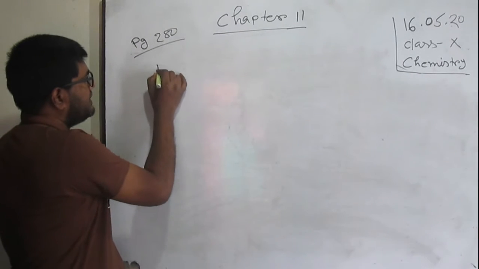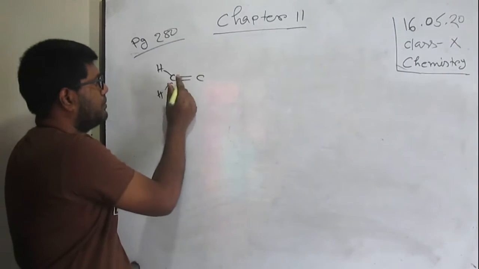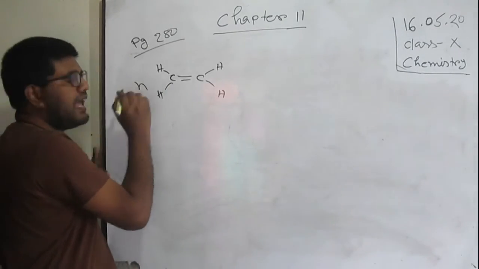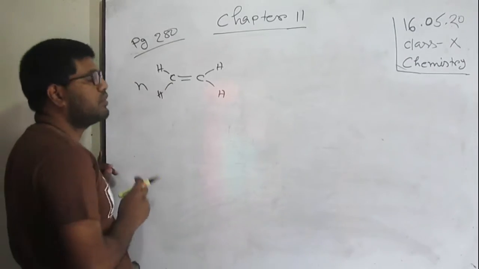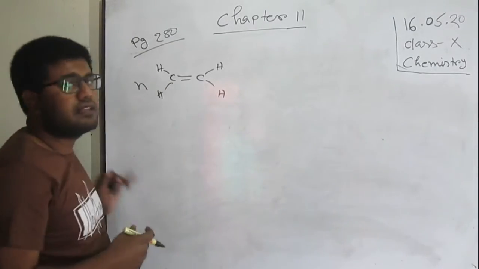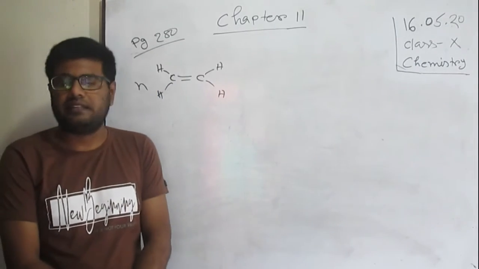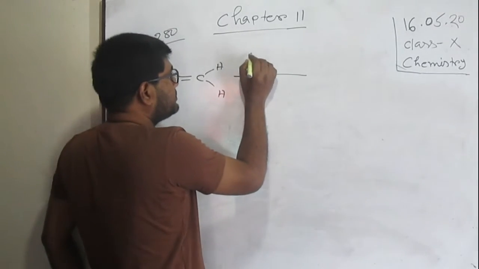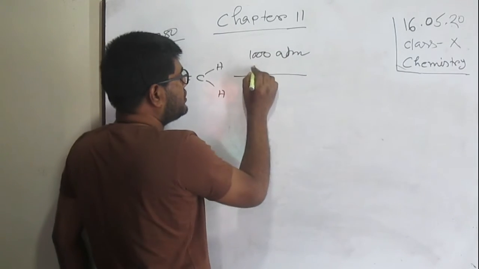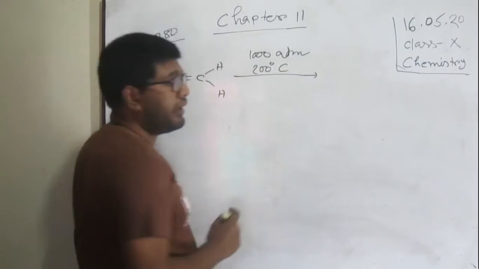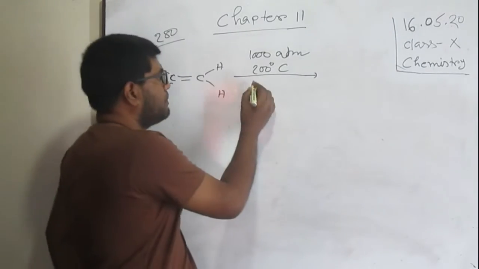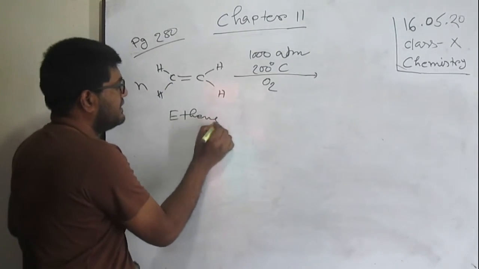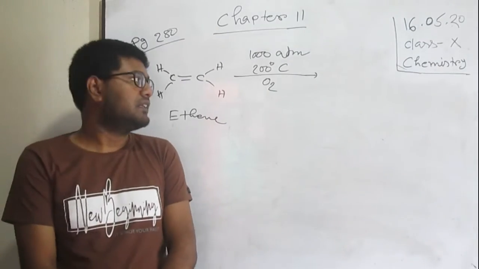This is the formula of ethene. Carbon-carbon double bond, because this is an alkene. This is called monomer. When I write n, that means n moles of ethene, that is an innumerable number of moles of this ethene. And in specific conditions, that is 1000 atm pressure and 200 degree Celsius temperature, and we should supply a little amount of oxygen. If we supply a little amount of oxygen, then this ethene, that means alkene, forms polyethylene.